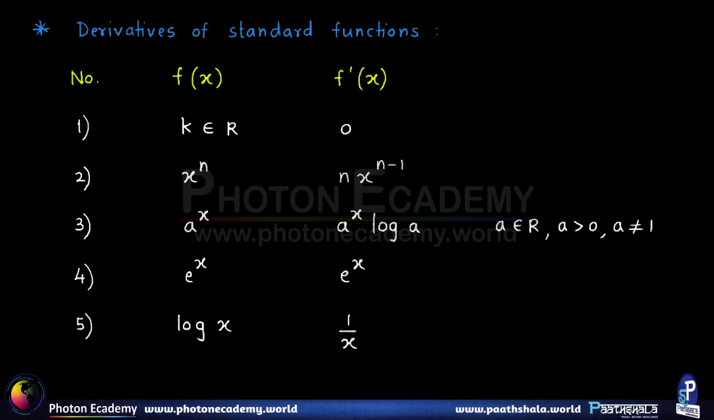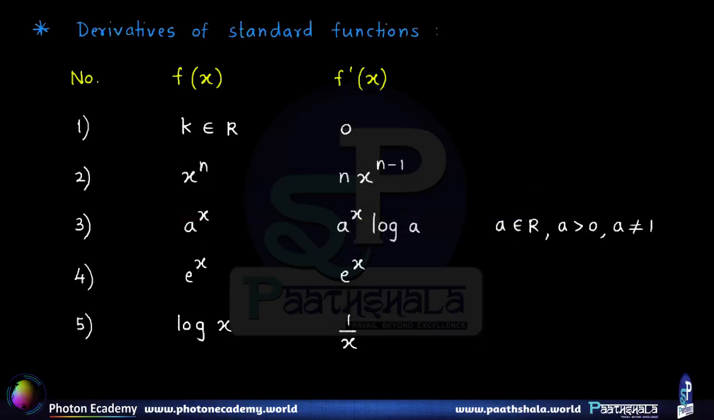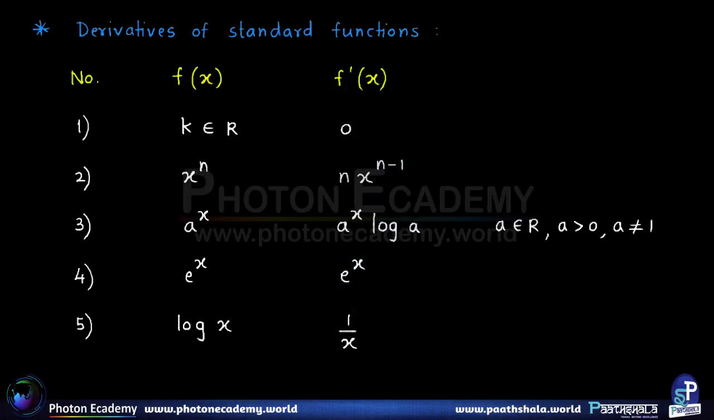Firstly, if we consider the derivative of some constant k, which is a real number, then its derivative turns out to be 0. Okay, so that's a very important result. Derivative of a constant is always 0. Now moving ahead, the derivative of the function x raised to n turns out to be n into x raised to n minus 1. So the degree of x reduces by 1 when we differentiate.